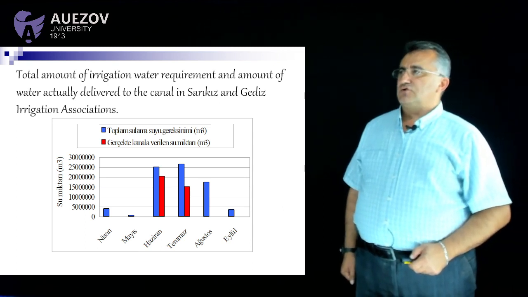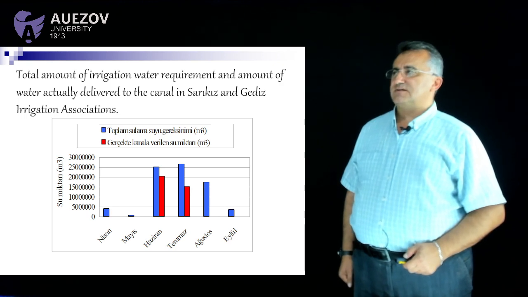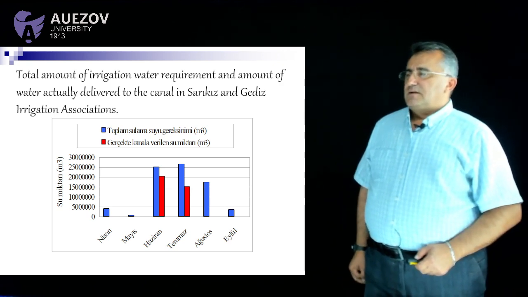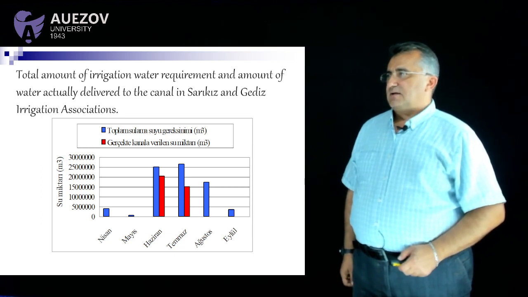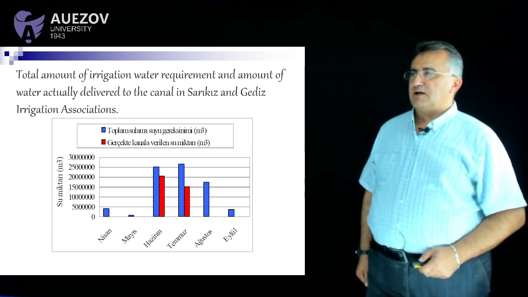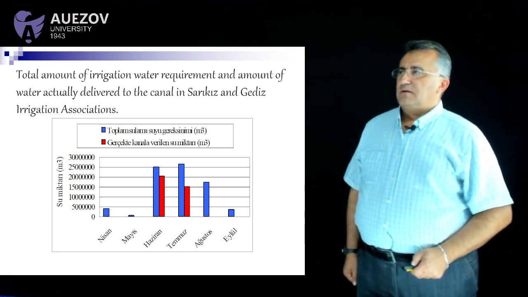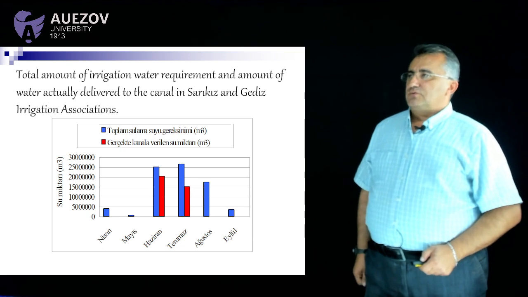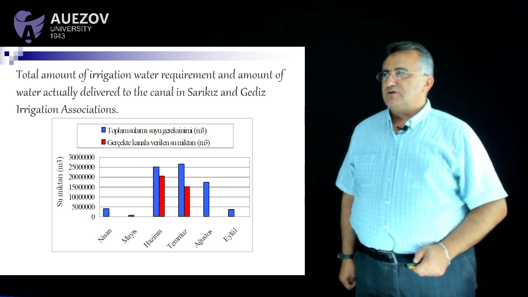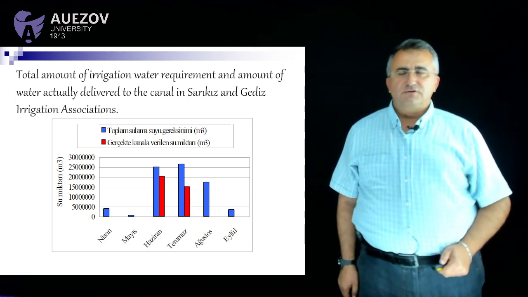Total amount of irrigation water requirement and amount of water actually delivered to the canal in Sarıkız and Gediz irrigation associations can be seen here. In the vertical direction, amount of water as cubic meter, and the horizontal direction, months, irrigation periods. And the blue bars show the total irrigation water requirement as cubic meter, and the red bars show the amount of water given to the canals in reality.